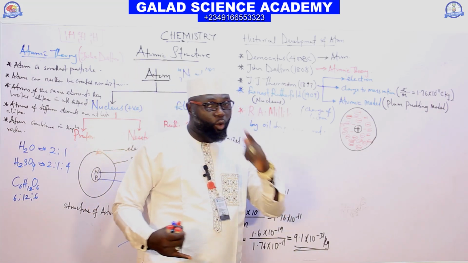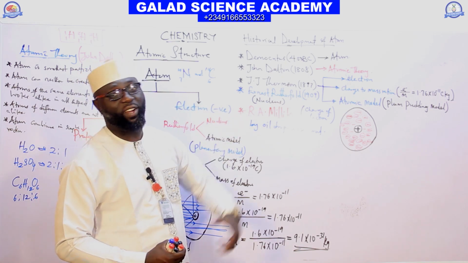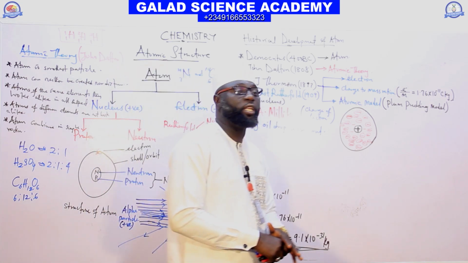So Millikan discovered the charge of an electron by the oil drop experiment. I said it before, Lord Rutherford discovered the nucleus of an atom by the alpha scattering experiment, or gold foil experiment.